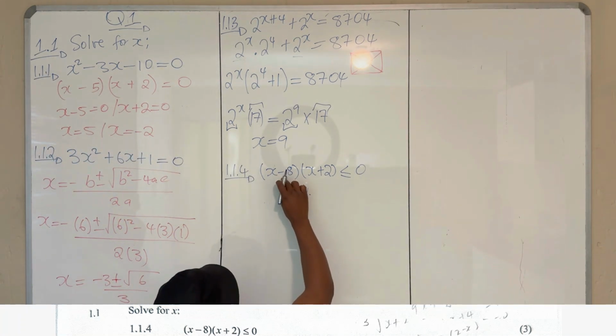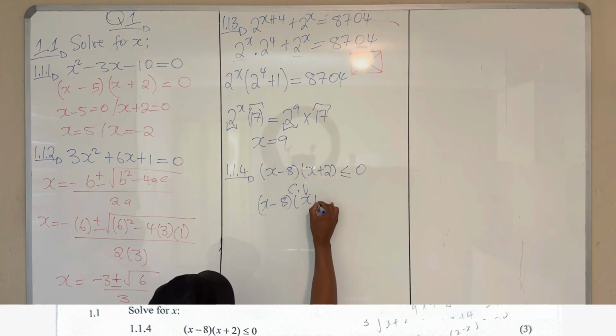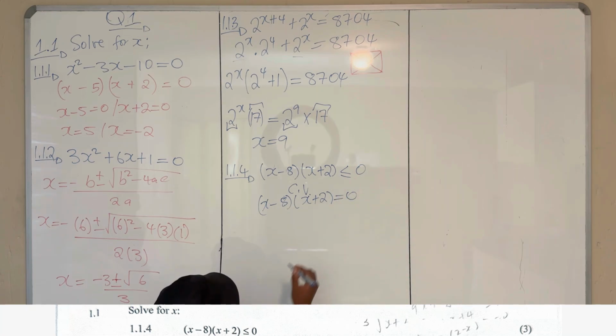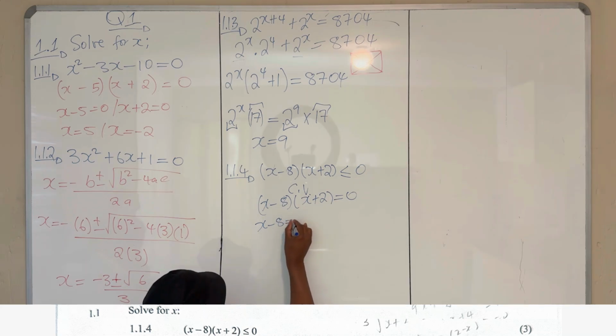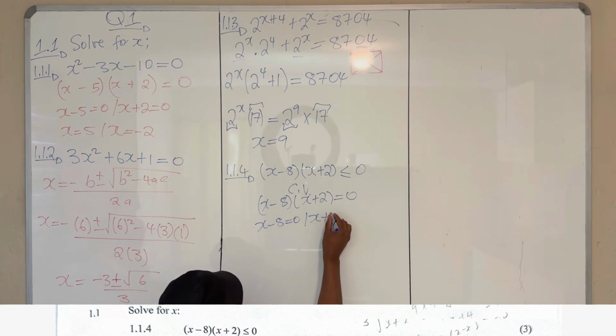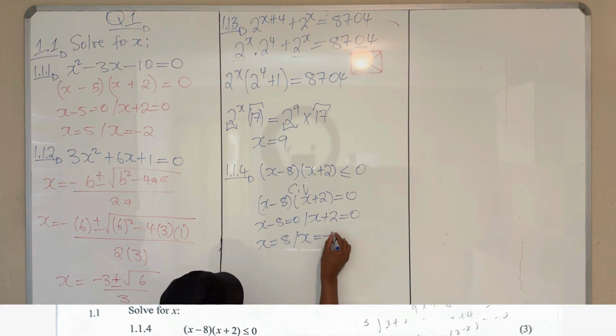So we're going to equate this to 0 and say x minus 8 and x plus 2 equals 0, which means you have two brackets multiplying each other and the product is 0. Either this part, x minus 8, is 0, or x plus 2 should be 0 in order to achieve a 0 product. So x equals 8 or x equals negative 2.